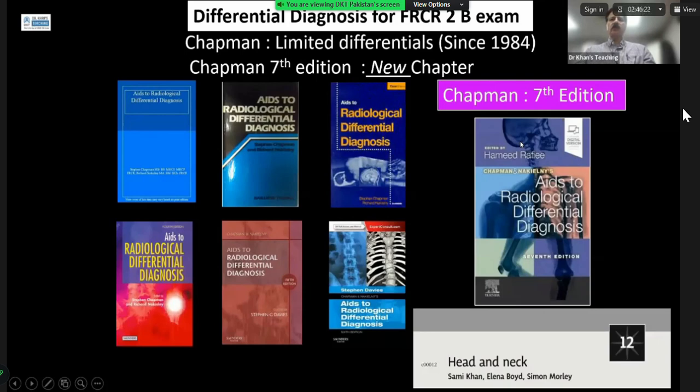In your day-to-day radiology, you can use it. There are better resources, for example, Diagnostic Imaging and things like that. But in your day-to-day, you can use it. In your exam, you can use it. And of course, if you need, you can go to a bigger resource. So you'll find a whole new chapter here, and I have the honor of being part of the author team for this head and neck chapter of Chapman.